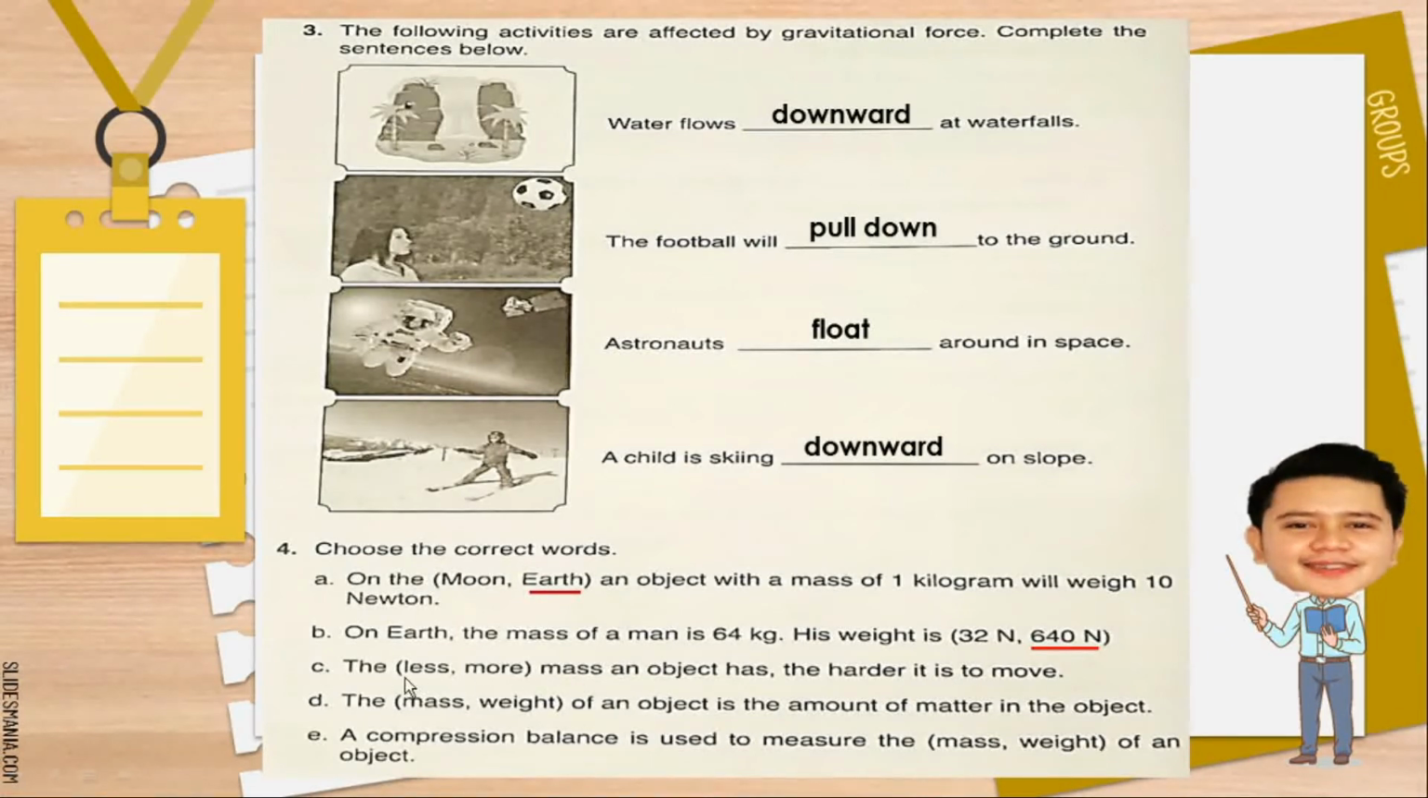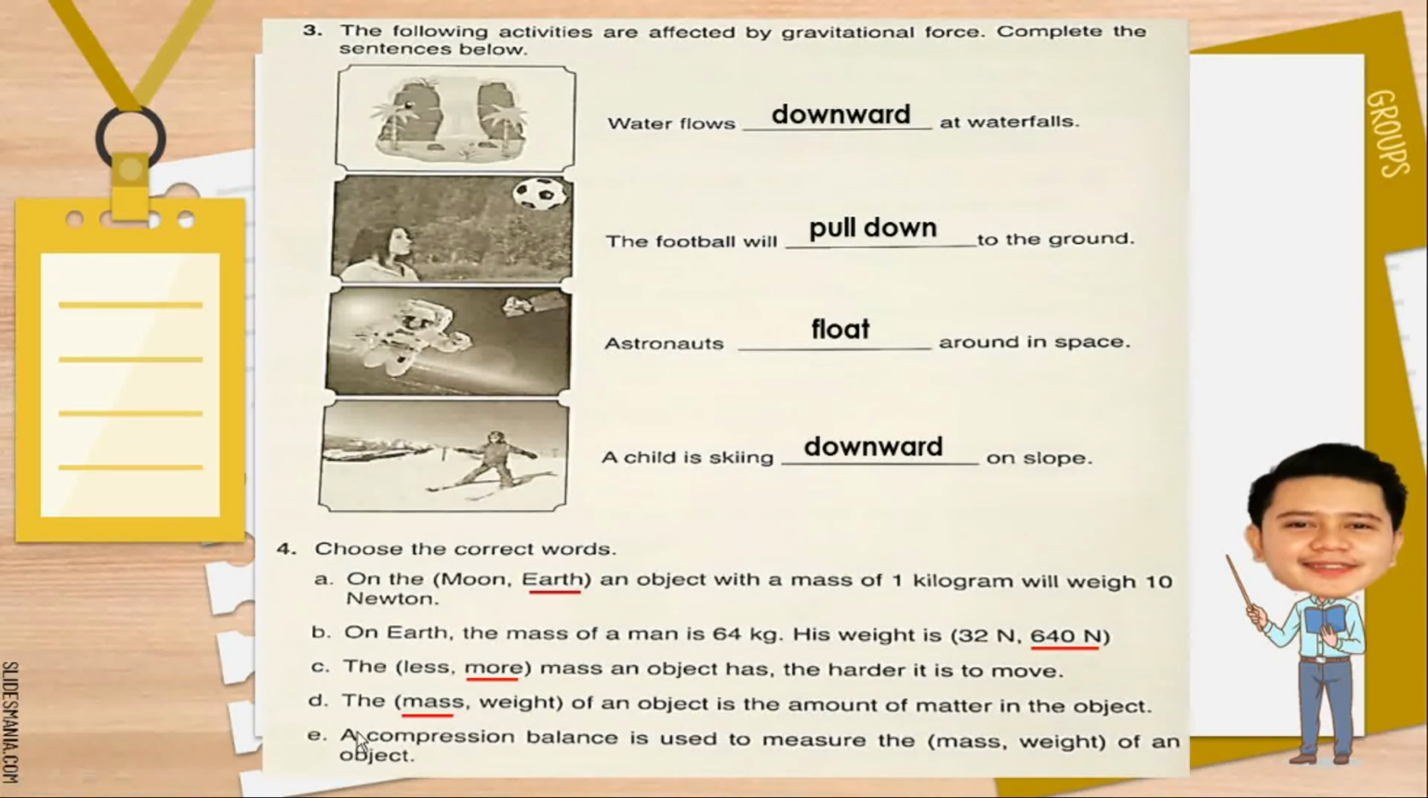So what do you think is the correct answer? Alright, the more mass an object has, the harder it is to move. Very good. Next, the mass or weight of an object is the amount of matter in the object. What do you think is the correct answer? Alright, the mass of an object is the amount of matter in the object.